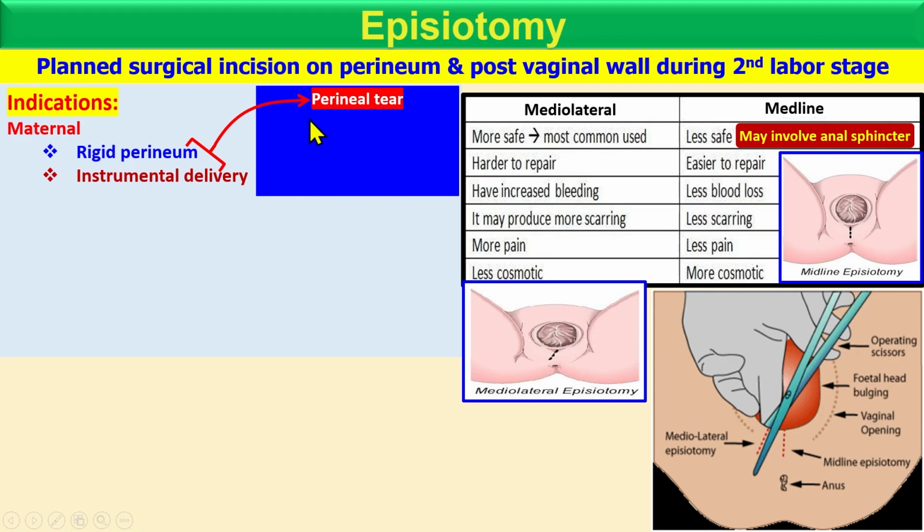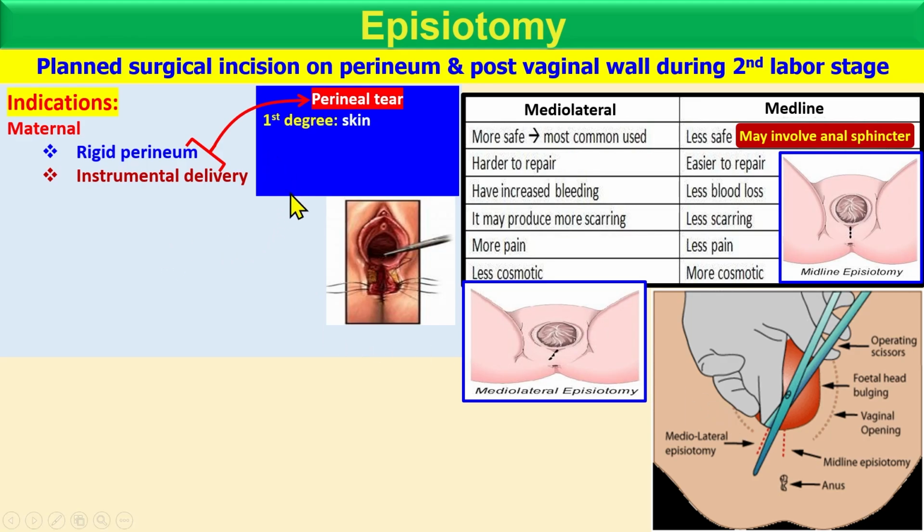What is a perineal tear? There are levels of perineal tear. If you look here, you can see this perineal tear due to forceps, which may extend up to the anal sphincter. First degree, second degree: first degree is limited to the skin, and second degree crosses the skin and also involves the muscle. Third degree involves the anal sphincter. In the fourth degree it may extend to the rectum. So that's why there is a risk of perineal tear.